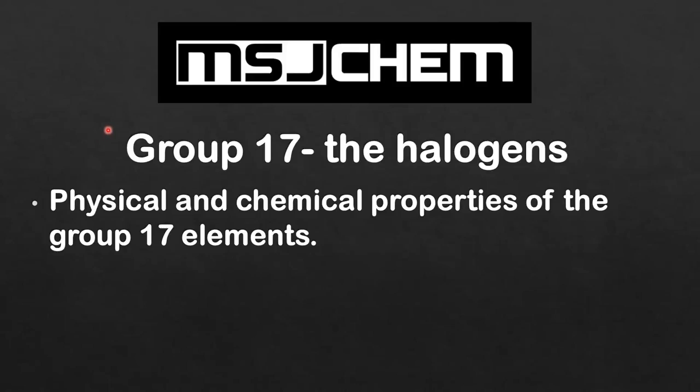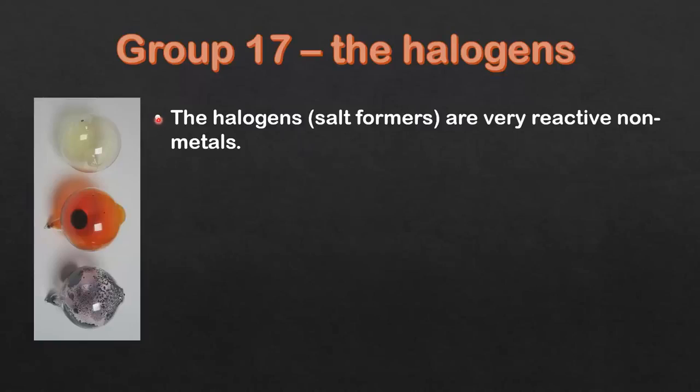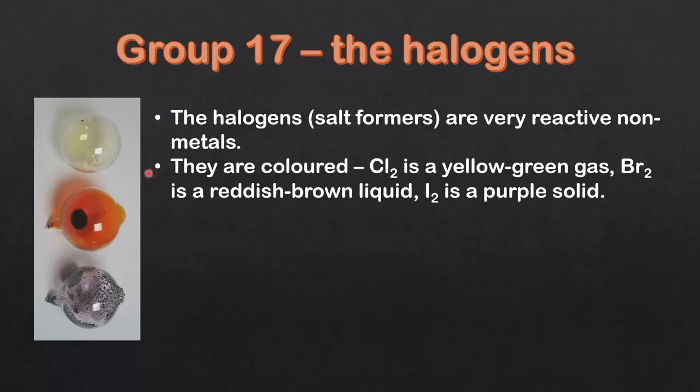This is MSJ Chem, and in this video I'm going to look at the physical and chemical properties of the group 17 elements, the halogens. The halogens, which means salt formers, are very reactive nonmetals. They are colored. Chlorine is a yellow-green gas, which you can see at the top here. Bromine is a reddish-brown liquid, which you can see in the middle, and iodine is a purple solid, which you can see at the bottom.